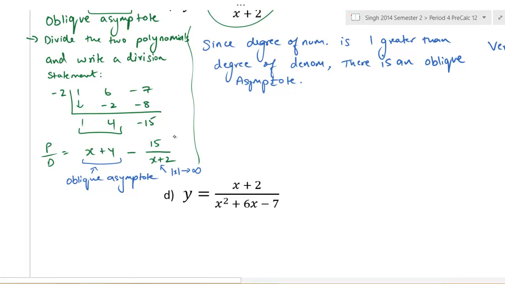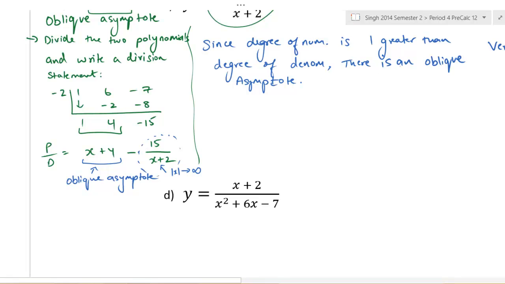What's going to happen to this function is, as x becomes a really, really big value, that expression 15 over x plus 2 is going to equal 0. Because when x becomes a really big number, 15 divided by a really big number is going to equal 0, or 15 divided by a really big negative number is also going to equal 0. You're going to end up getting closer and closer to 0, which means this portion over here is going to become 0, and what you're going to be left with is this x plus 4 statement. And that x plus 4 statement tells you the value of your oblique asymptote. Right? That's the justification behind why x plus 4 is the oblique asymptote.